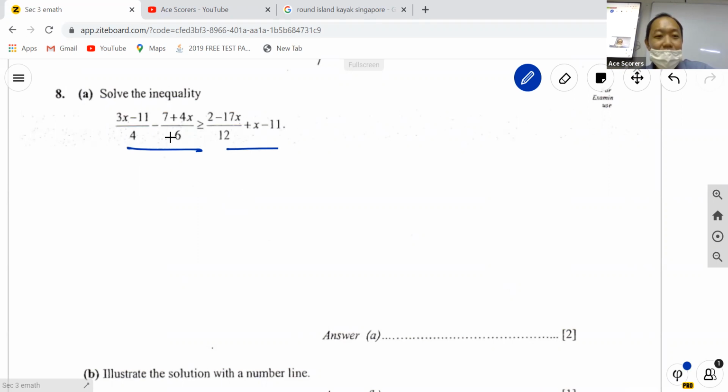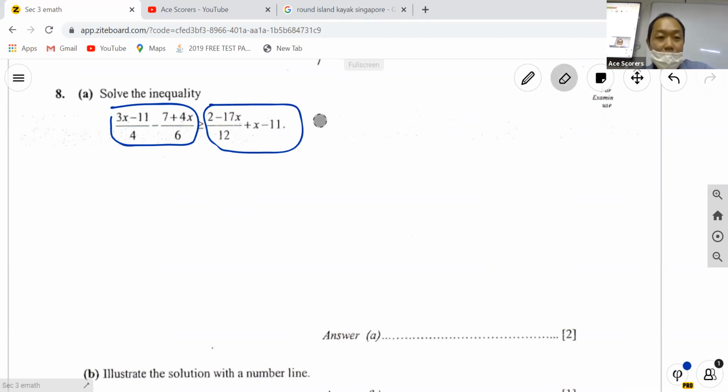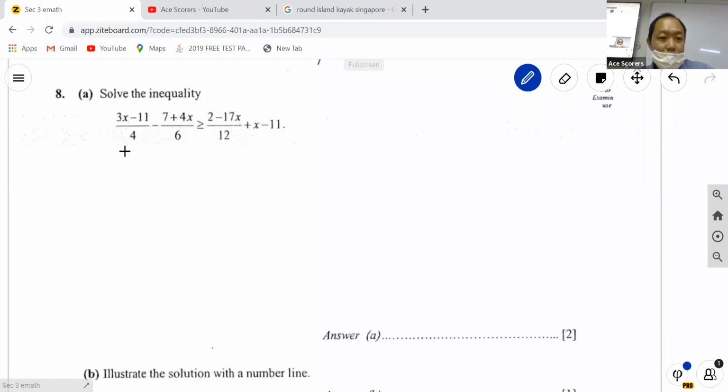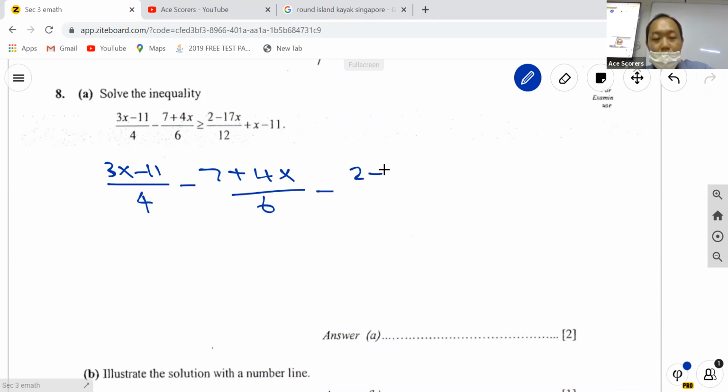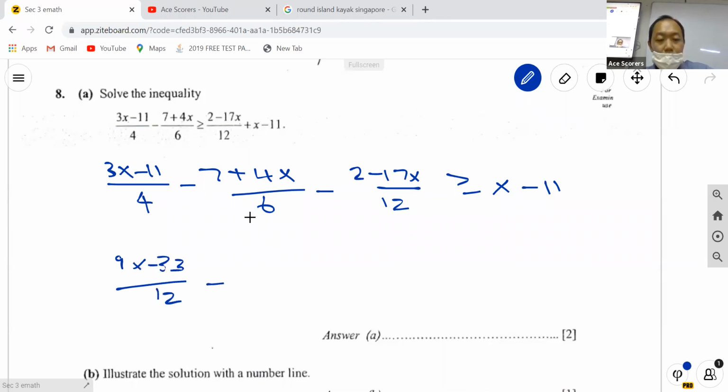Okay, common denominator. We need to combine them. This is an inequality question. So we have to combine this one first, then this one. Actually, no need. There's an easier way. Bring this there. So combine this: 3x minus 11, take away 7 plus 4x. Bring this one there. So it becomes more than or equal to x minus 11. Then I find the common denominator for all of them, which is 12. So here times 3, here times 2: 9x, take away 33, over 12. Minus 2 minus 17x, over 12.